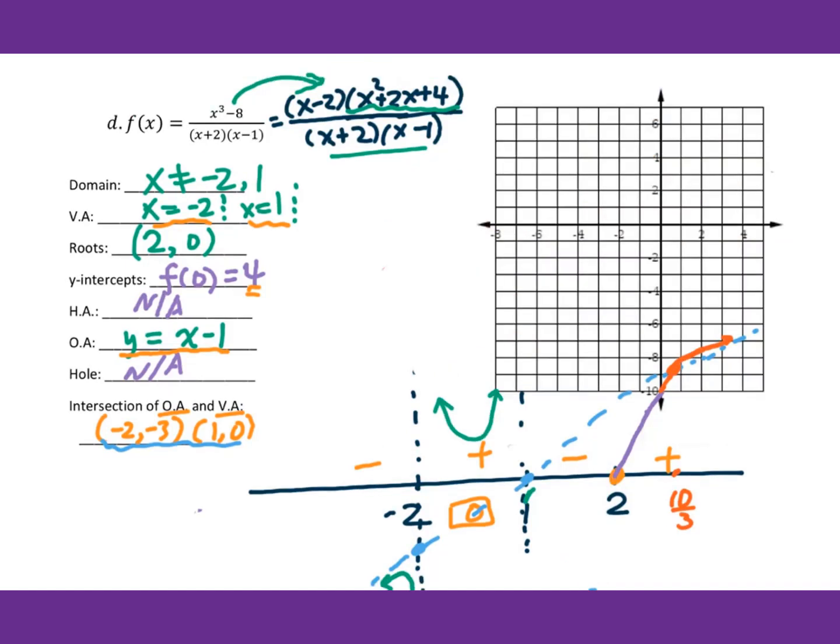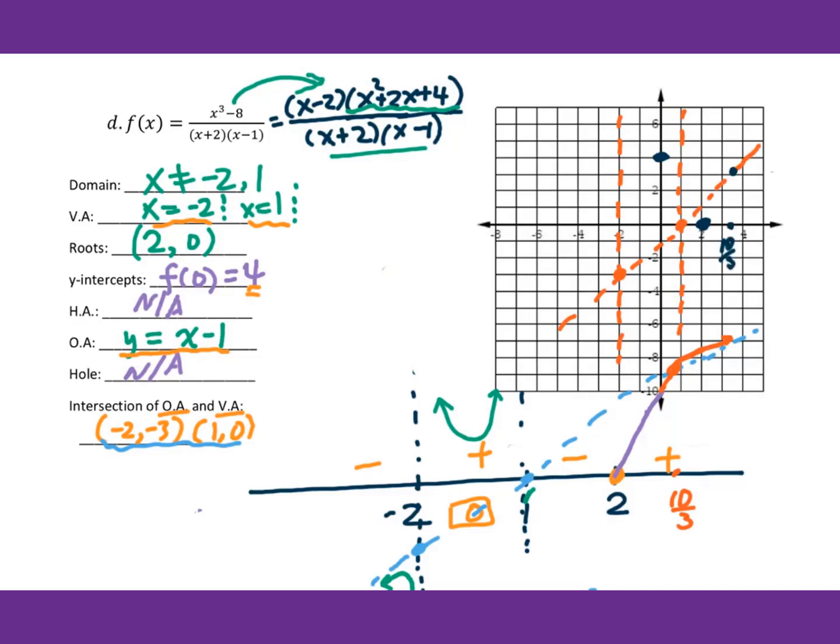Now we can sketch the graph on the graphing paper. We got negative 2 and 1, that's a vertical asymptote line. Roots, that's (2, 0), it's here. Y-intercept, that's (0, 4), it's here. For the oblique asymptote line, get the points (negative 2, negative 3) and (1, 0). So we sketch like this.